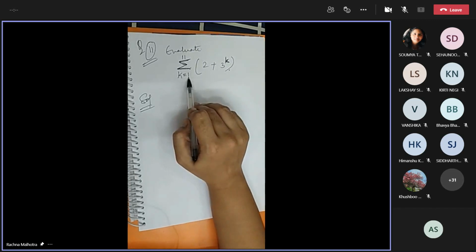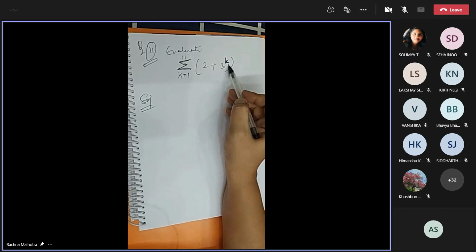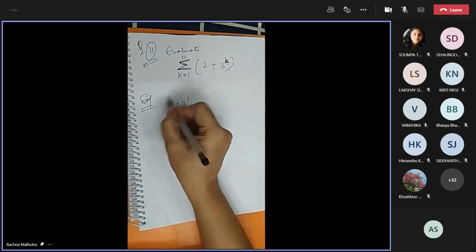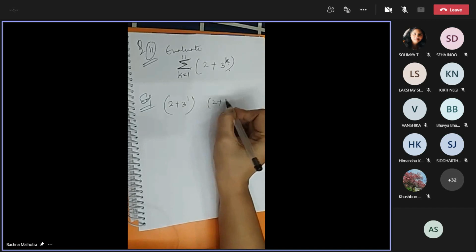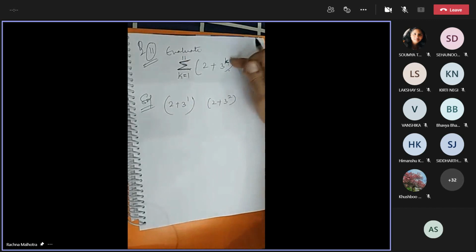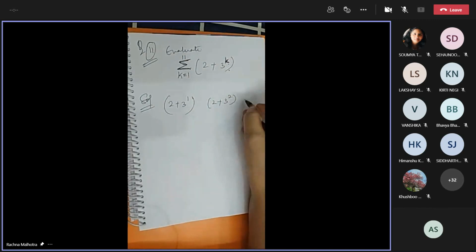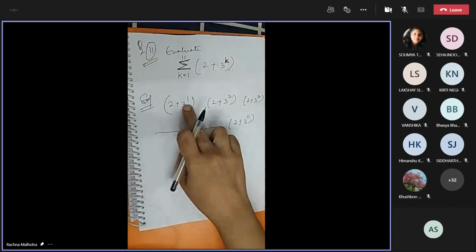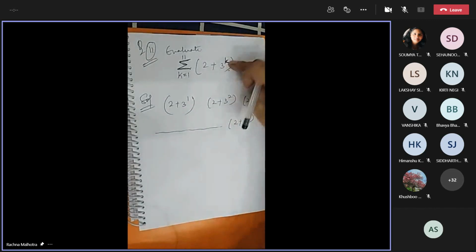So k is going from 1 to 11. This k will vary from 1 to 11. So first I'm putting 1 here. Next, I will put 2 here because k is going from 1 to 11. Till 11, we can write for k: 1, 2, and next I will write 3. I'm not writing all the terms, I'm just continuing till 11. So you can substitute k as 1, 2, 3 till 11.